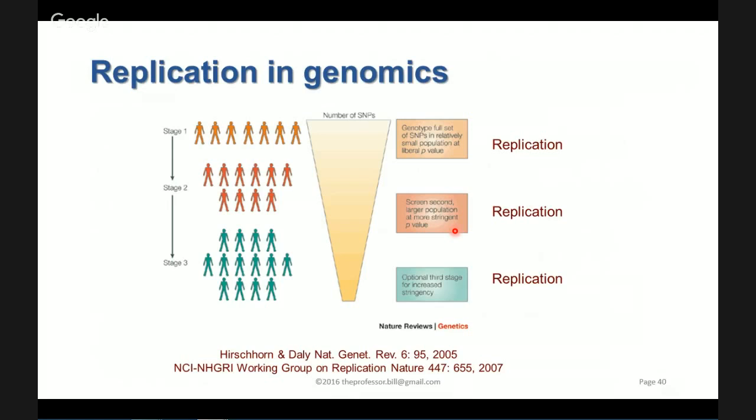So we might start off with a particular study where we're looking at SNPs in a particular population, and then we need to increase or diversify the population, but we have to be able to replicate it at each of these stages. And we'll come back to that a little bit later on.